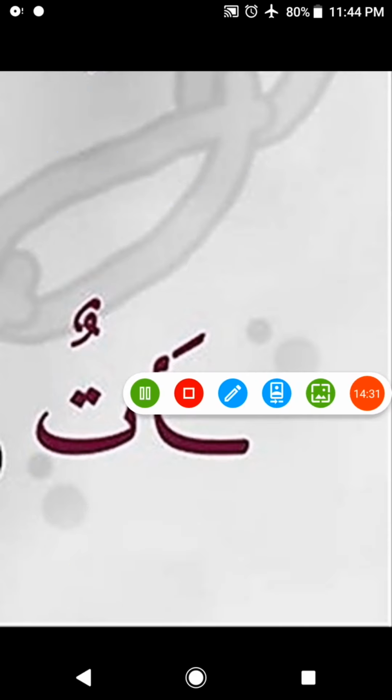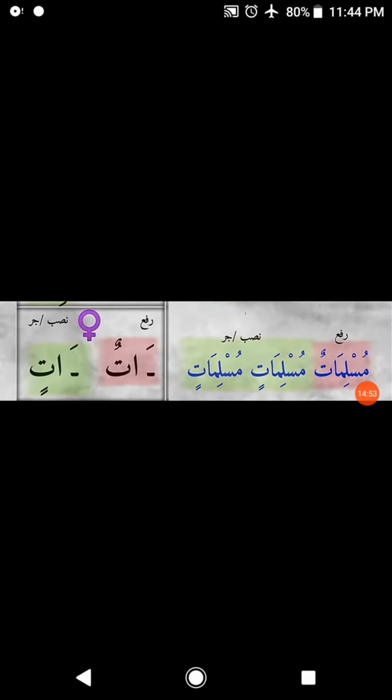And this is for rafa. For jar, what you have to do is shift the tanween from here to here. For nasab and jar, you have to shift the tanween from fatha, from two dammas to kasras, as you can see here. So salihatun, salihatin, salihatin. Just like this. Rafa suffix for feminine jama salim: atun, atin, atin. So muslimatun, muslimatin, muslimatin.